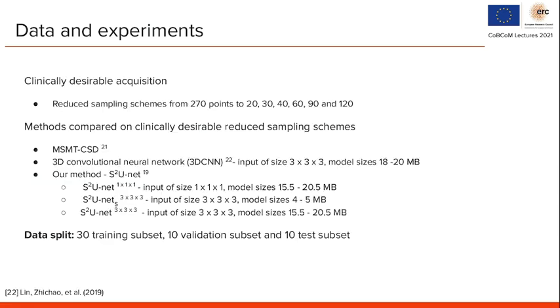Methods are evaluated and compared on diffusion MRI data acquired over a reduced number of sampling points, varying between 20 and 120 points over 3 shells. We have compared multi-shell, multi-tissue constrained spherical deconvolution, 3D convolutional neural networks with 3D neighborhood as input, and our spherical U-net with different numbers of trainable parameters and different sizes of inputs. We have used in total 50 HCP subjects, 30 for training, 10 for validation, and 10 for testing.